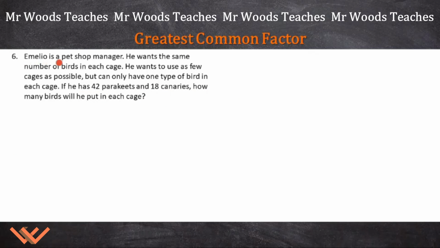Number 6, Emilio is a pet shop manager. He wants the same number of birds in each cage. He wants to use as few cages as possible, but can only have one type of bird in each cage. If he has 42 parakeets and 18 canaries, how many birds will he put in each cage? Well, let's see here. He wants the same number of birds in each cage, few cages as possible, only one type of bird in each cage, and if he has 42 parakeets and 18 canaries. So those are our numbers that we need to find the greatest common factor for.